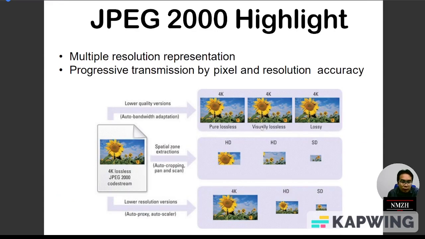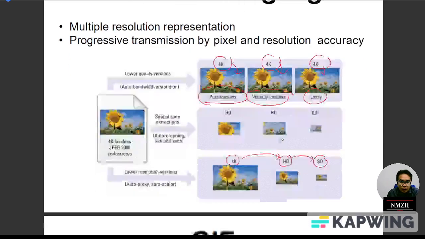So if we consider the lower quality version, for the same 4K there will be three types of 4K: lossless, visually lossless, and lossy. So that would be talking about the lower quality version of 4K. But talking about the lower resolution version, 4K jumps down to HD, going down to SD. So we can take a look at what JPEG 2000 can do. So that would be the idea of the JPEG highlight.